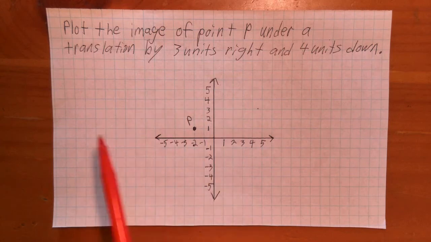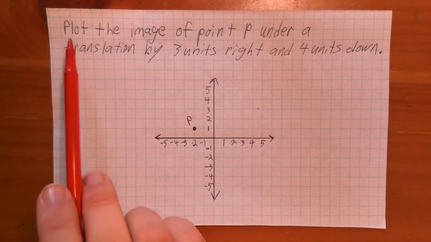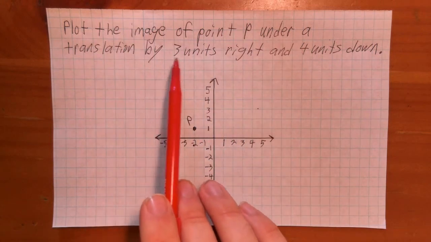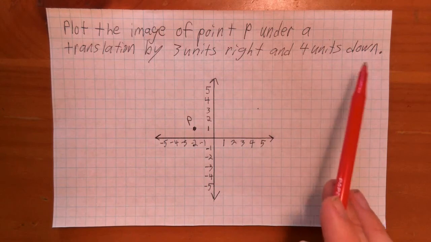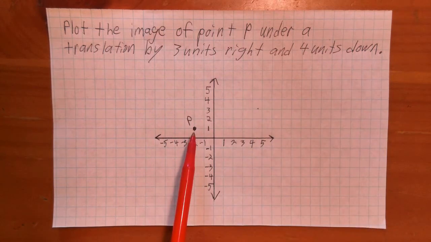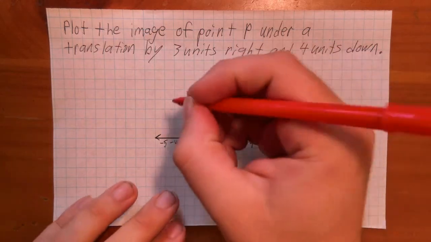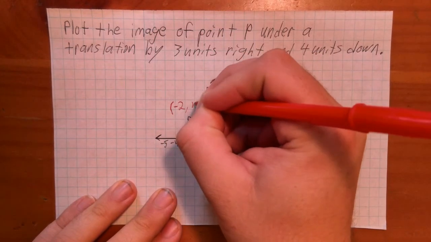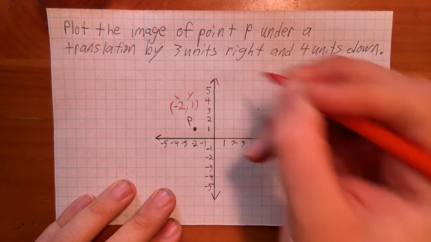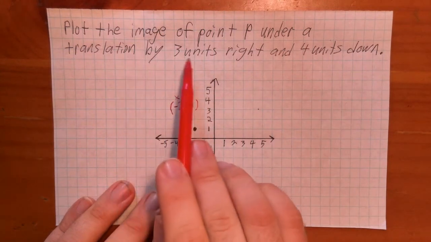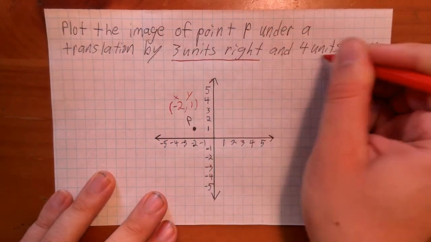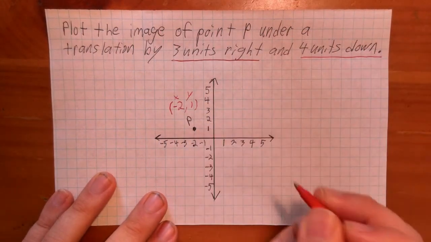Okay, here's an example of a translation. It says plot the image of point P under a translation by 3 units right and 4 units down. Here's point P. Before we begin, I'm actually going to record the coordinate of this point. So we are starting at -2, 1. This is my xy value. All right, we're going to translate 3 units right and 4 units down. I always like to underline that. This is what I'm going to need to do to point P.